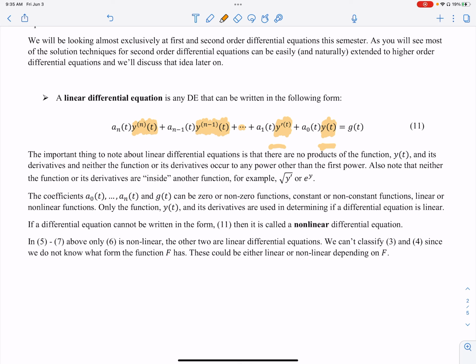But as long as I don't have anything weird with the derivatives, like the derivatives can't be to any power, they can't be dividing by the derivative, I can't take the square root of the derivative, I can't take the derivative and multiply it by another derivative, I can't take the derivative and times it by y, or anything like that, that would change it and it would no longer be linear. So the linear ones are walking down in derivatives.